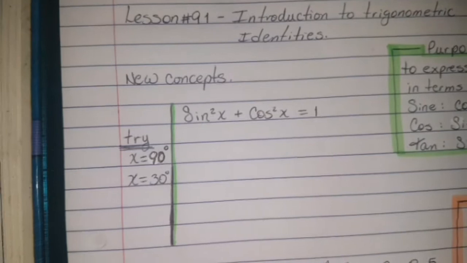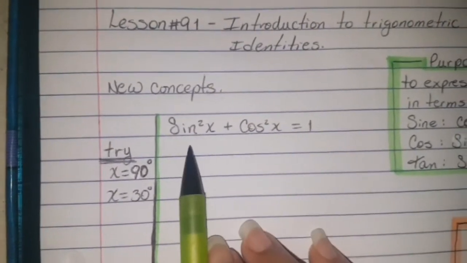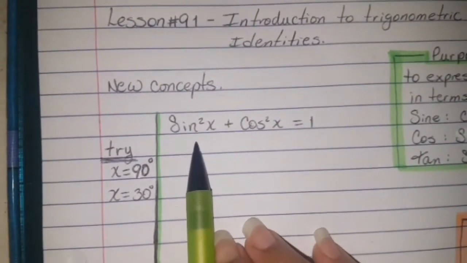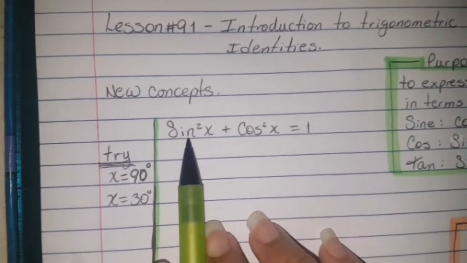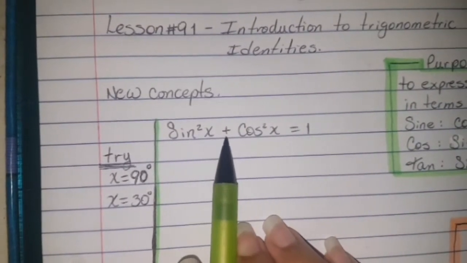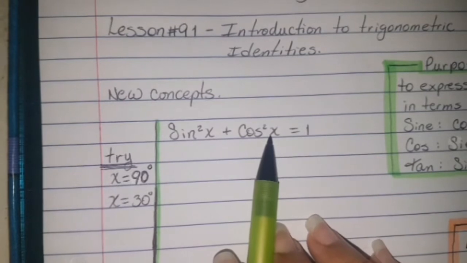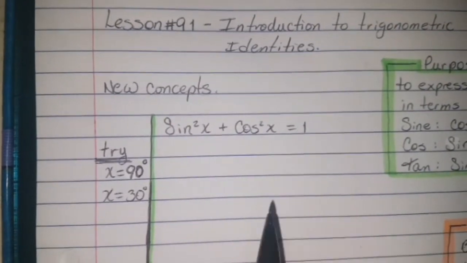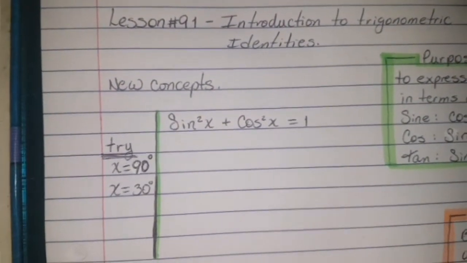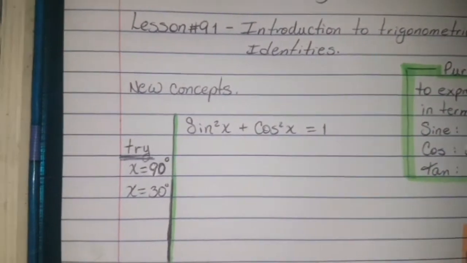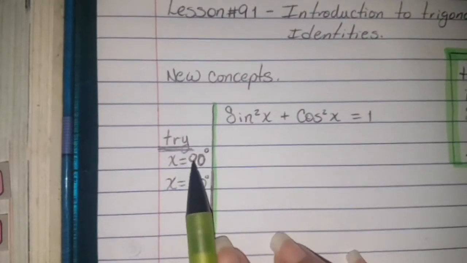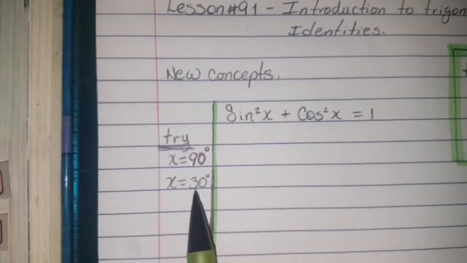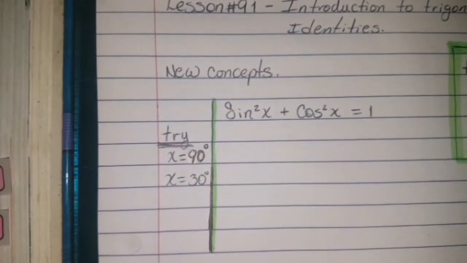In the new concepts of your book, you're going to find a trigonometric identity. The main one is sine to the second power of an angle plus cosine to the second power of an angle equals 1. And it works for every angle. That's why it's a trigonometric identity. Let's try with two different angles so we can prove that it's true.